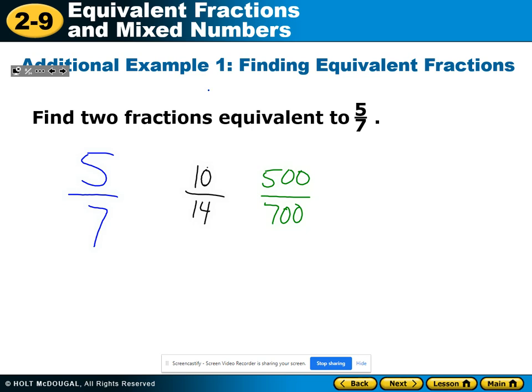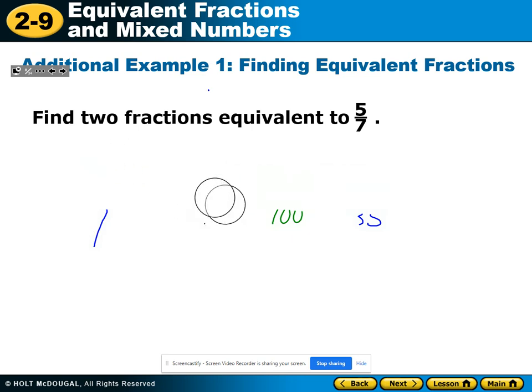Another thing I could have done, I could have done 5 over 5. And I could have got 25 over 35, another equivalent fraction. As long as the fraction you multiply by has the same two numbers, one as the numerator, one as the denominator, you will get an equivalent fraction. All right? You can't help but come up with one. All right? So let's move on.